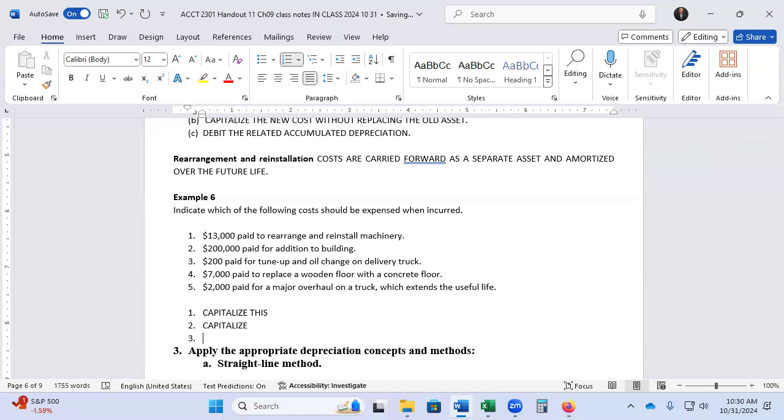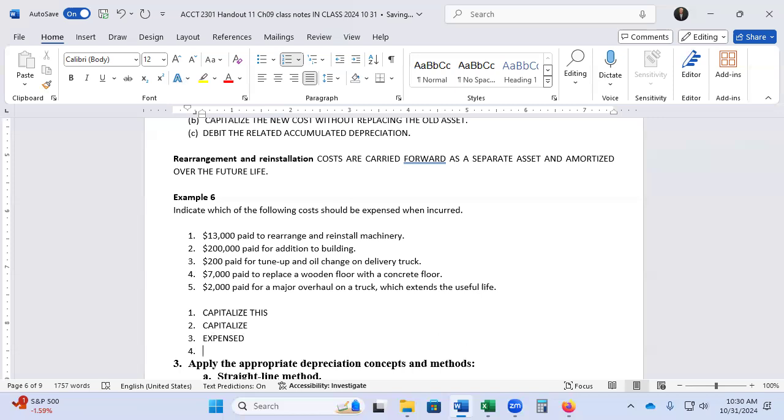$200 paid for a tune-up and oil change on a delivery truck. That would be expensed. $7,000 to replace a wooden floor with a concrete floor. So this one's a pretty low amount, probably be expensed. And $2,000 paid for a major overhaul on a truck, which extends its useful life. And this one's, again, kind of low, but you would capitalize it.